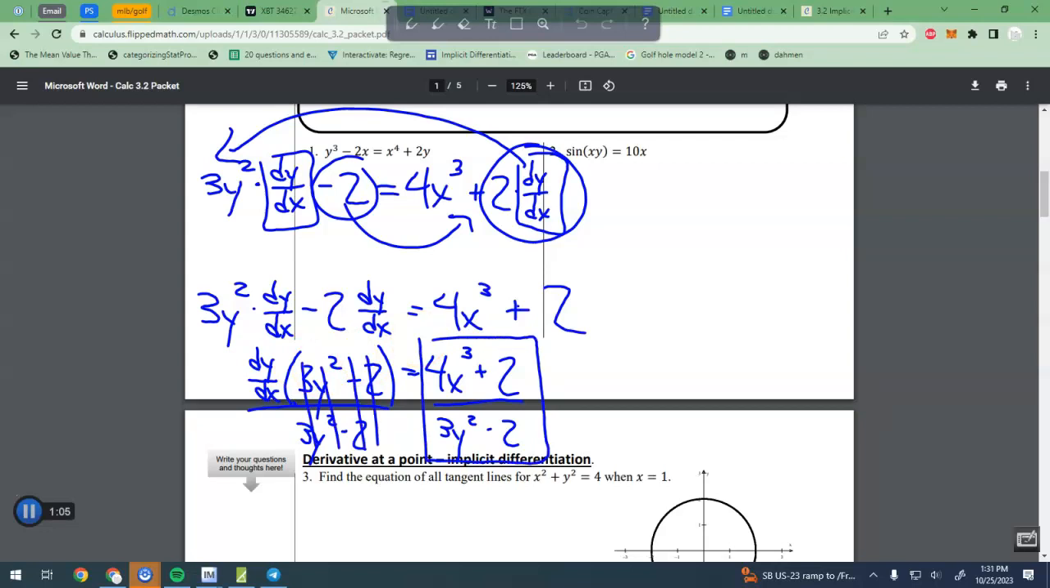So I could ask you, like, what's the slope? I might have to give you an x value. Well, you would need an x value and a y value. Sometimes I'll give it to you. Sometimes I'll give you either the x or the y and make you use this to find the other one. And this represents the slope, the derivative, just like any other derivative. It's just got x's and y's both in it.